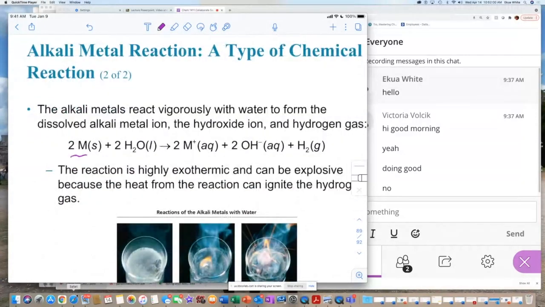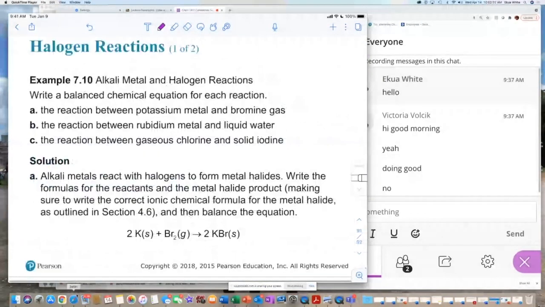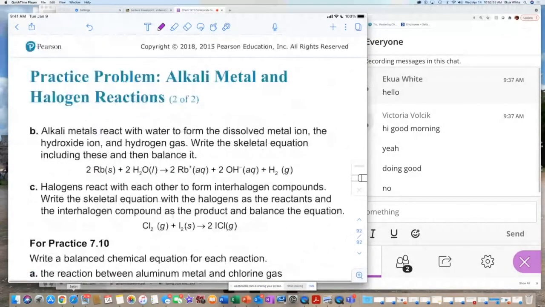Over here, this reaction they're showing you is metal plus water. So metal is an element because it's a metal by itself. Water is a compound, so you're making a metal and a water. And then here, it's hard to tell, but these two combined make a compound, and then this one here is an element. So this would be a single displacement.